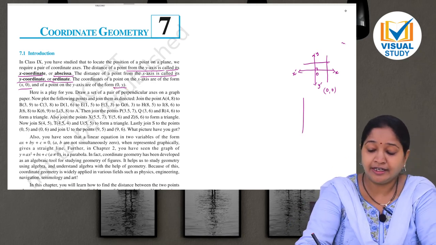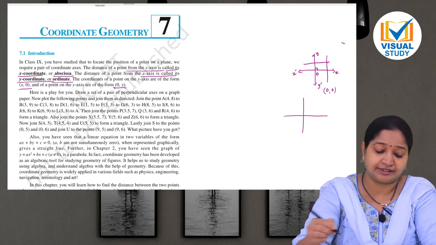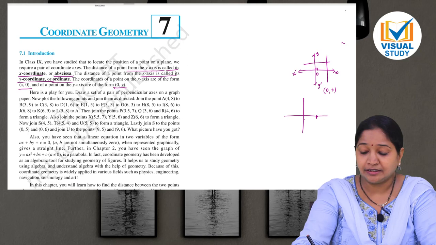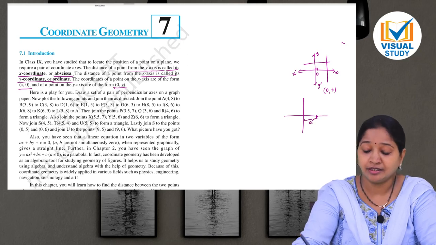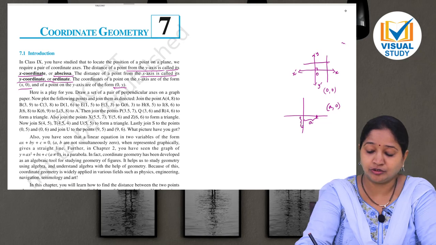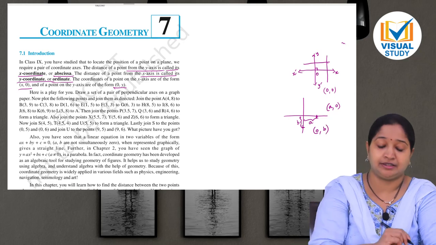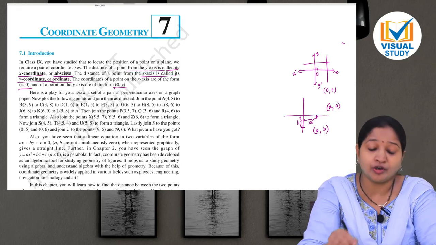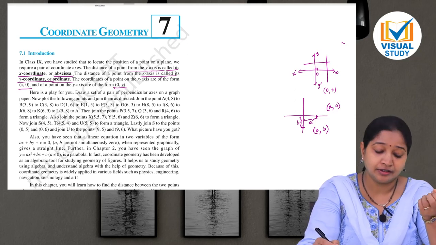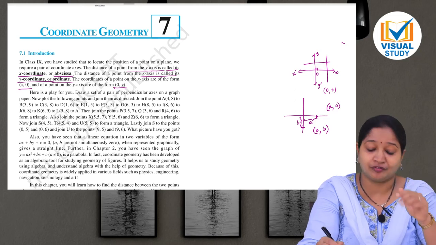That means, on the X and Y axes, if the point is plotted here, for example, this is A. Your X coordinate is A and Y is nothing, so it is 0. If the point is plotted here, this is B, on the Y axis, so your X will be 0 and Y will be B. So the coordinates of a point on the X axis are of the form (x, 0) and of a point on the Y axis are of the form (0, y).